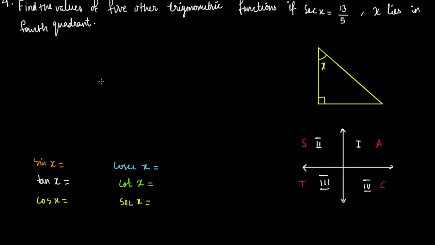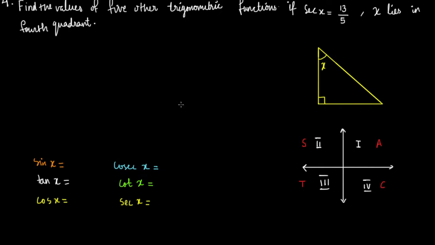Find the values of the 5 other trigonometric functions if sec x is equal to 13 by 5, and x lies in the fourth quadrant. Okay, so x lies in this quadrant, which means cos and sec are going to be positive values. All the other functions are going to be negative values. This means all of sin, tan and cosec.